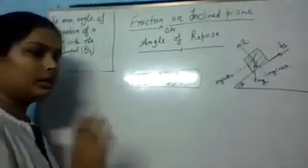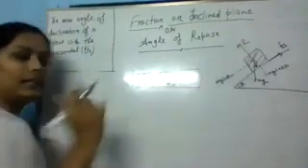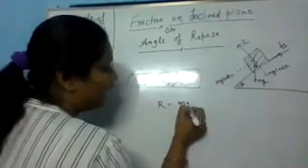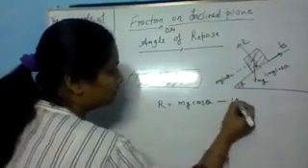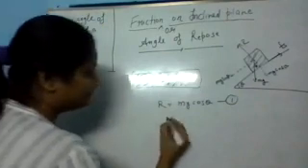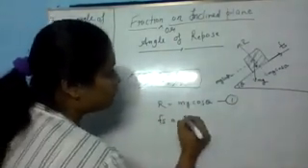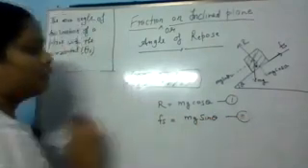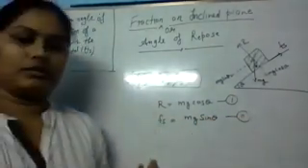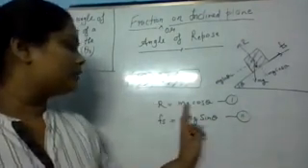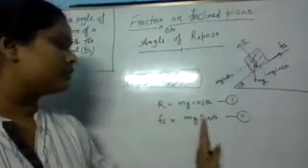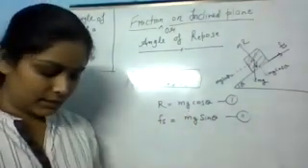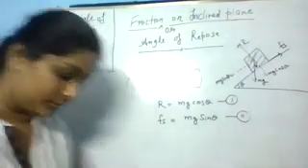So we can take two equations from here: R equals mg cos theta, and Fs equals mg sin theta. We can write these two equations. This reaction force is balanced by this component, and this static force is balanced by that component. Is this clear? Is there any problem?